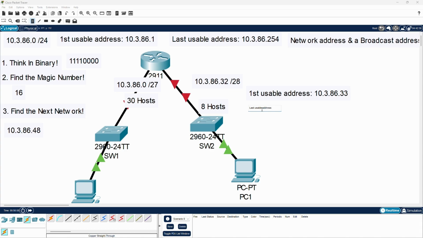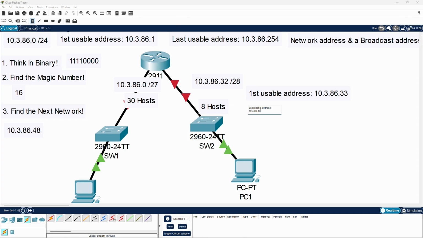And then the last usable address. What would the last usable address be? Would it be 47 or 46? It'll be 46, right? Because 47 would be what? The broadcast. You've got to think about the broadcast.